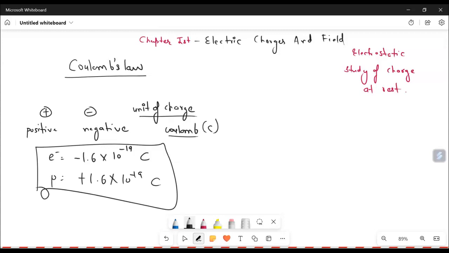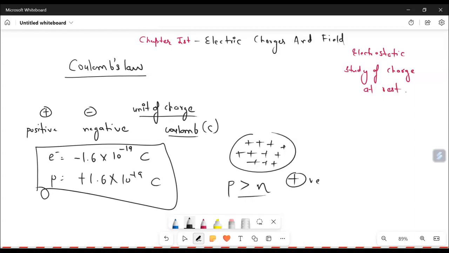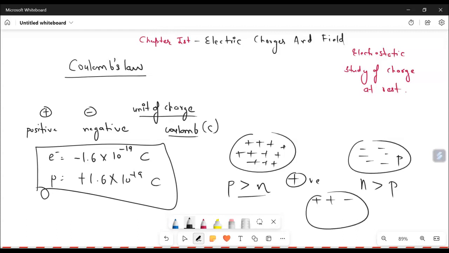So in an object, there are multiple charges; it consists of so many positive charges or negative charges, right? If the positive charge is more than the negative charge, then that body is said to be a positively charged body. If the negative charges are more than the positive charge, then the body is said to be negatively charged. And if both are equal, it is known as a neutral body, okay?